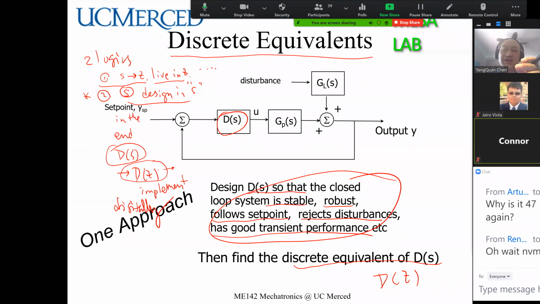But when you do the digital implementation, you somehow can say, oh, they're equivalent. But the question is how you can claim that. So this is an approach called the discrete equivalent design method. In the end, how can you find a discrete equivalent of this? What do we mean by equivalent? Equivalent in what sense? If you have D(z), then you can implement it as a digital filter.